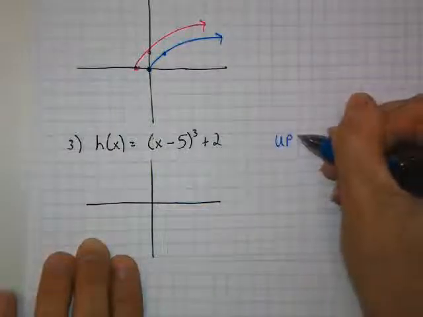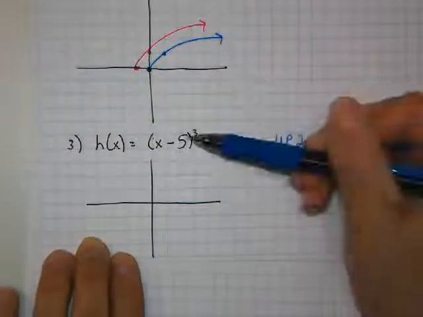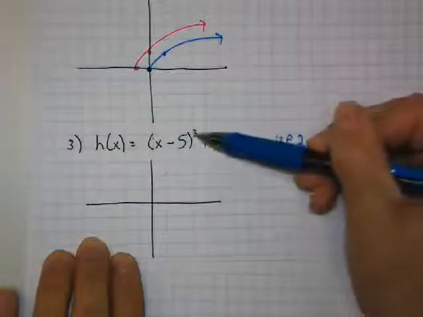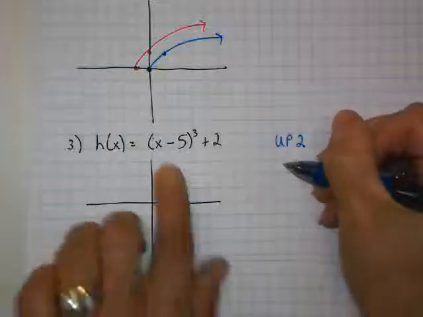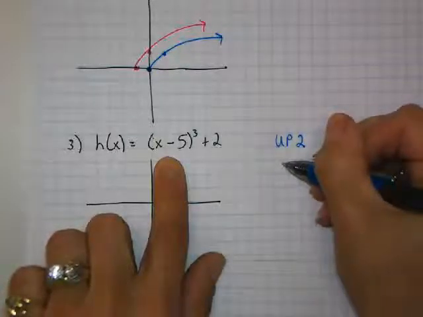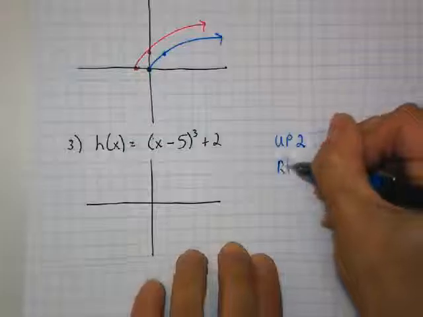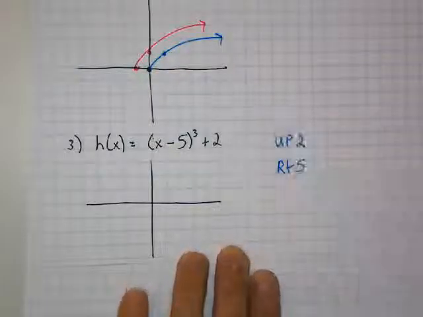I'm hoping you said that we're going to move it up 2. And now inside the function, the cubed function, I have to go to the, you think it should be left, but it's backwards. It should be right 5. And I want you to jot your rules off to your side as you're doing your classwork tomorrow.